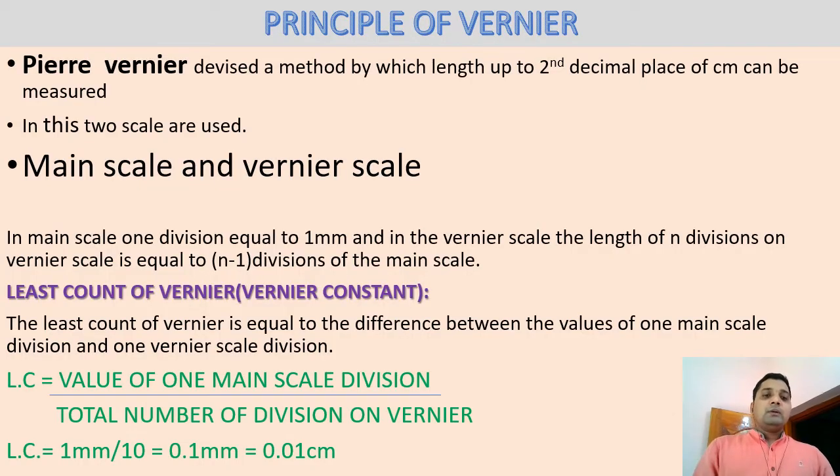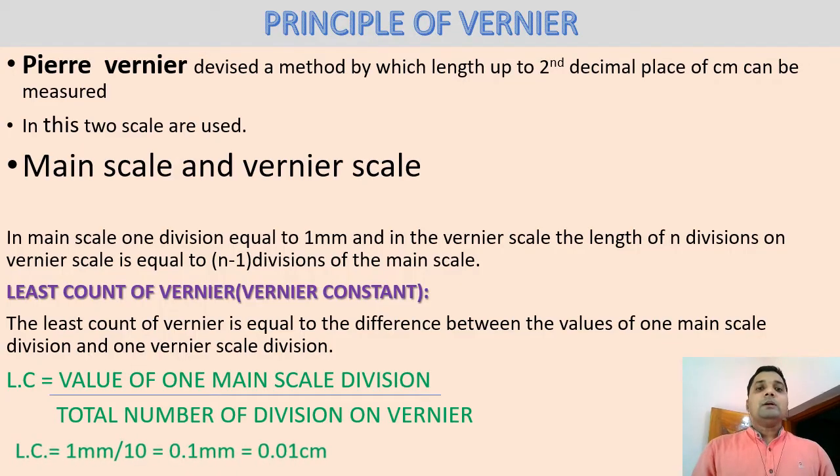So the least count is the value of one main scale division, 1 mm, divided by the total number of divisions of the Vernier scale. If it is 10 lines, then 1 by 10; if 20 lines, then 1 by 20; if 30 lines, then 1 by 30. We can calculate its LC, or least count, the smallest measurement that can be taken accurately by any Vernier caliper. Now let's come to the different parts of this Vernier caliper.